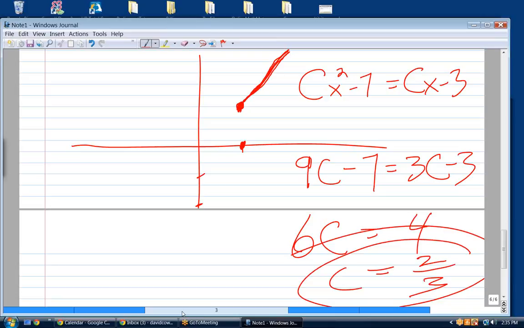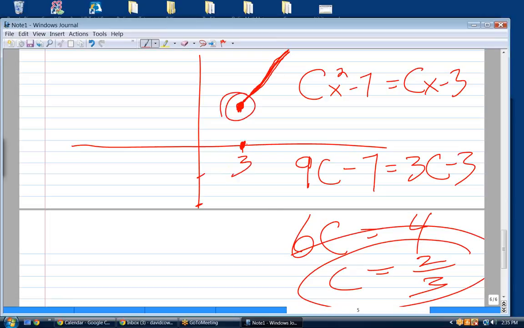And that it doesn't require calculus at all. What it's merely saying is that at this point, x equal 3, both of these functions have to have the same value right there. And that has to equal that. Plugging in 3 for x allows me to solve for C.